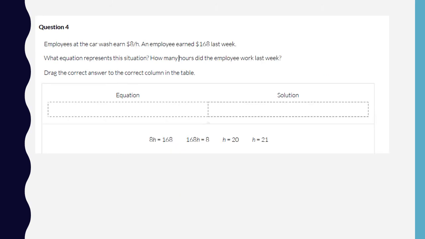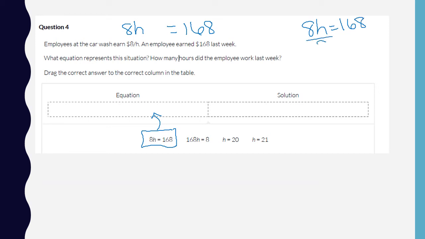Employees at the car wash earned $8 an hour. An employee earned $168 last week. How many hours did the employee work? So we know 8 times however many hours they worked gave us 168. So to solve, all I have to do, the 8 is being multiplied by h, so to undo it, we divide both sides by, I'm sorry, by 8. 8 goes into 16 2 times. 8 goes into 8 1 time. So h is 21.